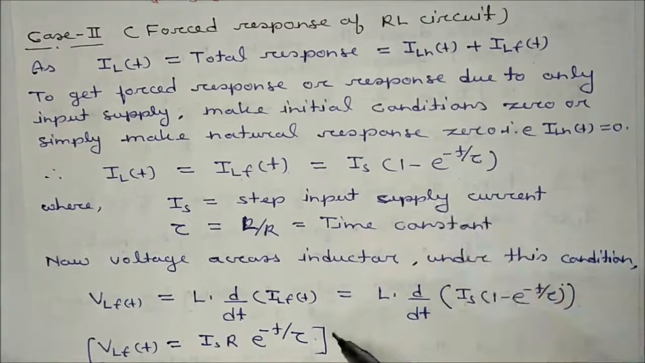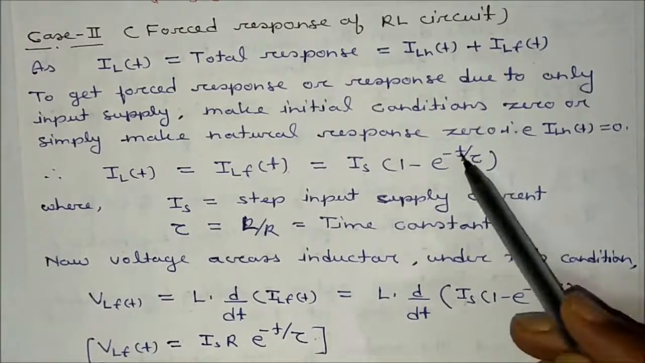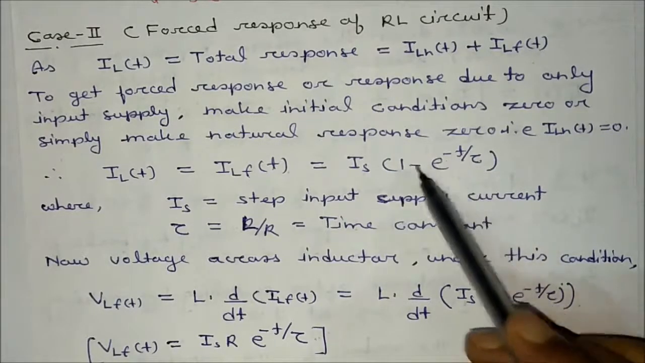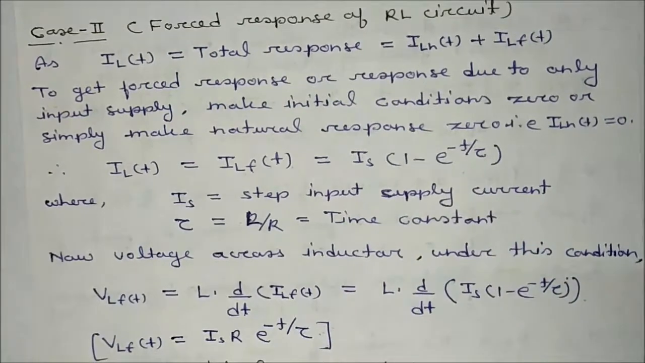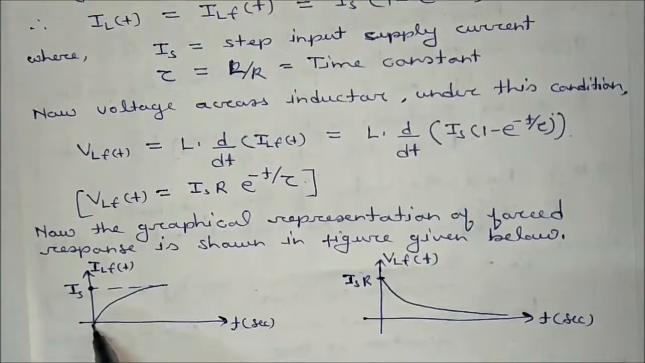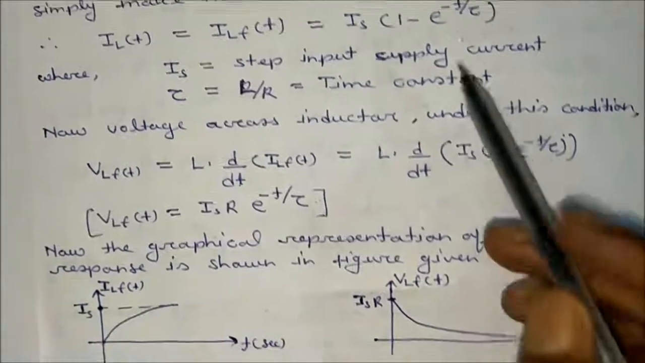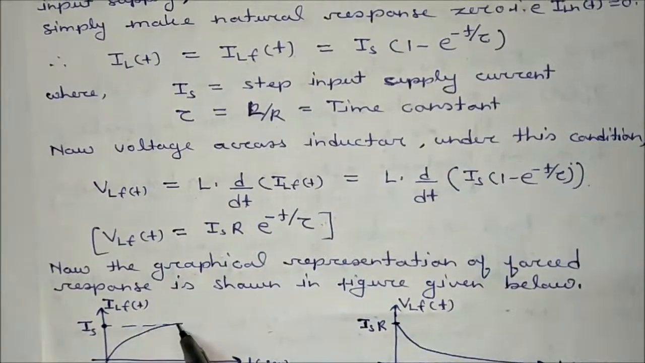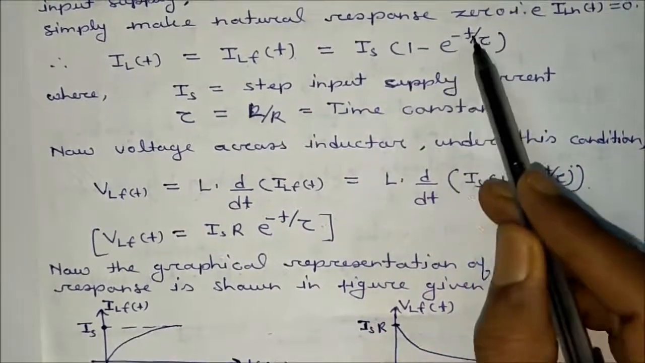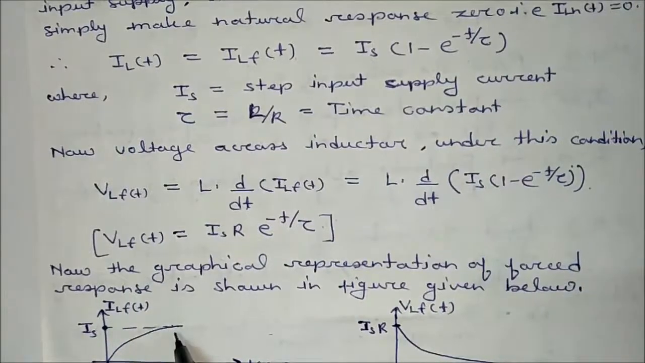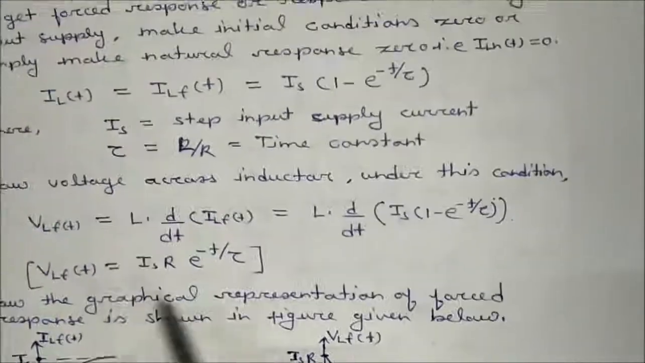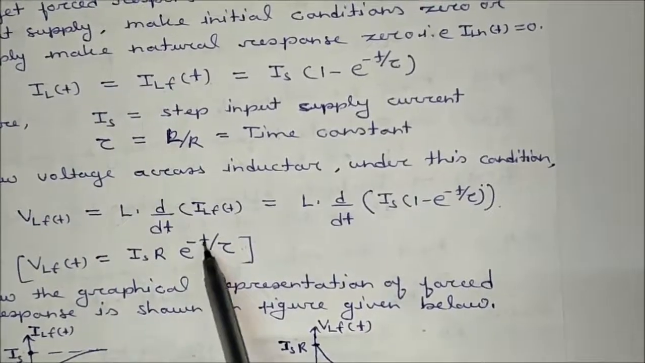Similarly, if you want to represent these two responses graphically, you can easily develop it. At t is equal to 0, what is the value? E to the power minus 0 is equal to how much? 1. 1 minus 1 is 0. This will be 0. After that, you increase the value of t. You will get a response like this, up to what point? At t equal to infinity. This value will be Is. So at t equal to infinity, the value will be Is. Similarly, if you draw for this at t equal to 0, what is happening? E to the power 0 is equal to 1. Is into R.